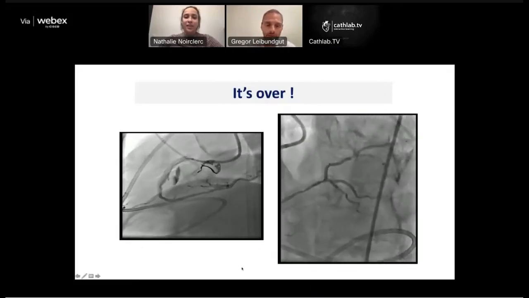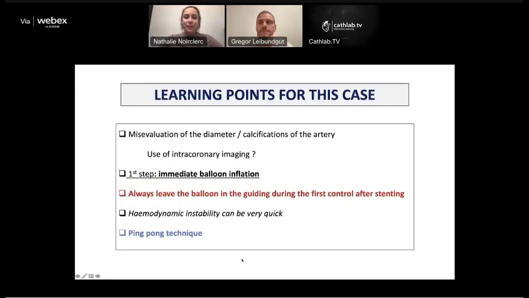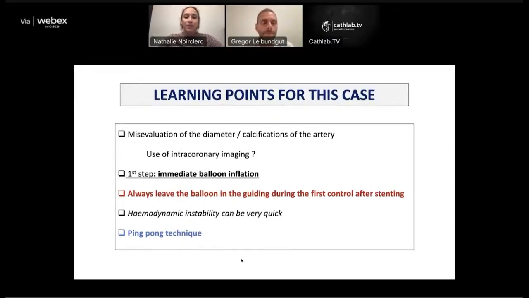Okay, great. So the next slide is this here. Yes, there could be a misevaluation of the diameter of the artery. Maybe it could have been assessed with intravascular imaging to help us with the assessment of the calcification and a better visualization of the diameter. And what we missed for this case, as we said before, is the immediate balloon inflation with the balloon that stays in the guiding catheter. And therefore the hemodynamic instability came very quick. And what we see also for this case is the utility of the ping-pong technique.